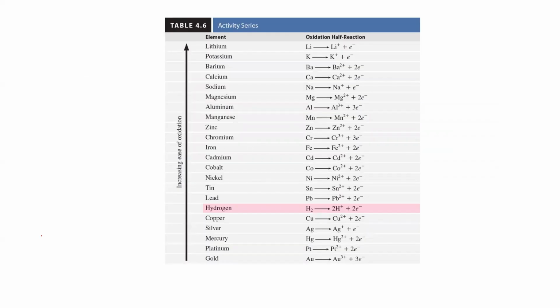So how you class the different metal relative to each other and relative to hydrogen here, which is hydrogen gives 2H plus and 2 electrons. The higher you are, the easier it is for you to get oxidized. Okay, so keep that in mind. Let's start with problem number 1.